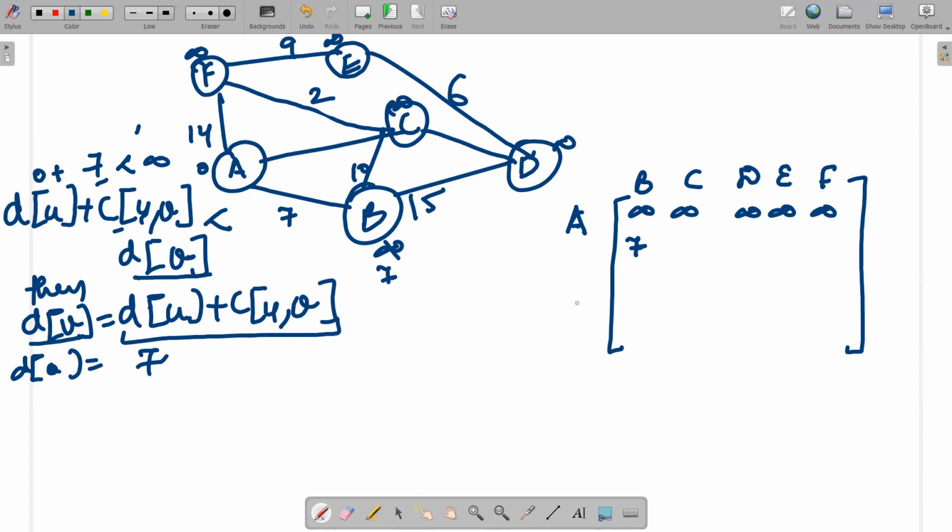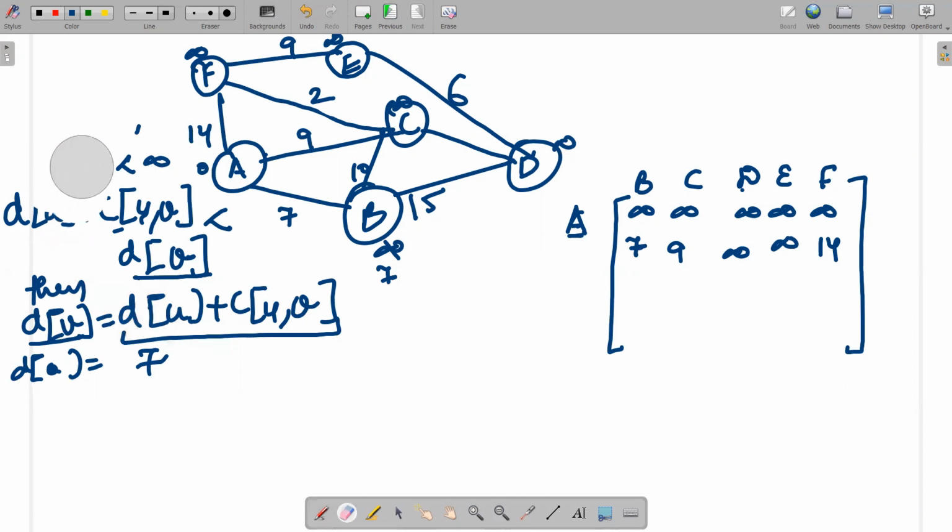Then similarly, the same thing happens from A to C as well. The A to C distance is 9. Again, 0 plus 9 is less than infinity, so 9 we will put. 14 we will put. There is no direct edge with D from A, so I will put infinity and infinity.